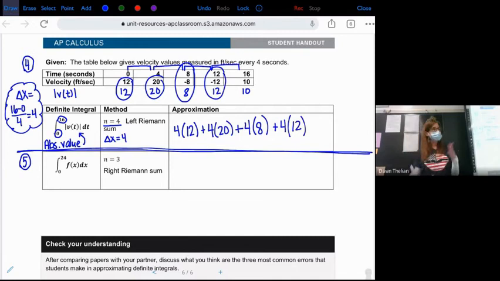If you remember from the video for lesson 1, in an LRAM, the last y value of the table drops out because you're choosing the heights from the left side. So the rightmost one, or the last one on the table, is going to be the one that drops out. And then we would have to add this all up.